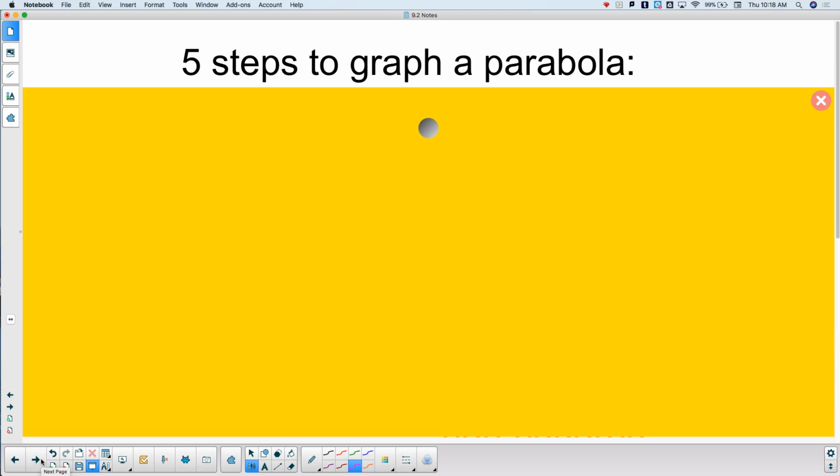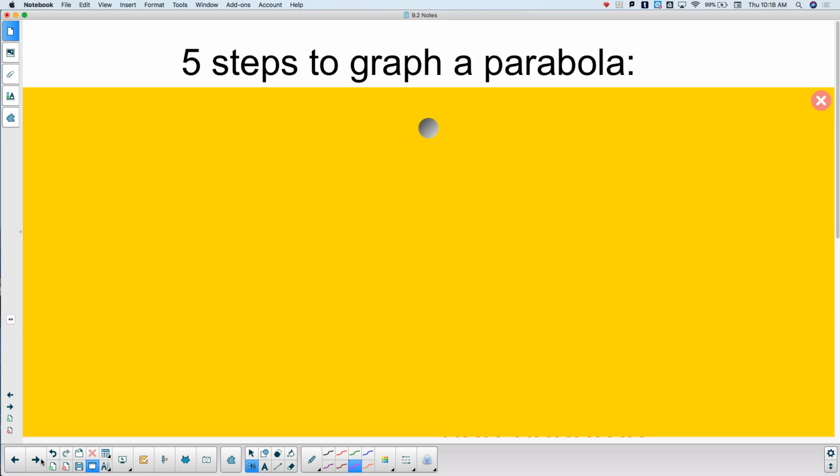Jacob, do you know what the first step is to graphing a parabola? Were you here yesterday? Okay, then it's in your notes. Promise. Identify the direction. Direction only.